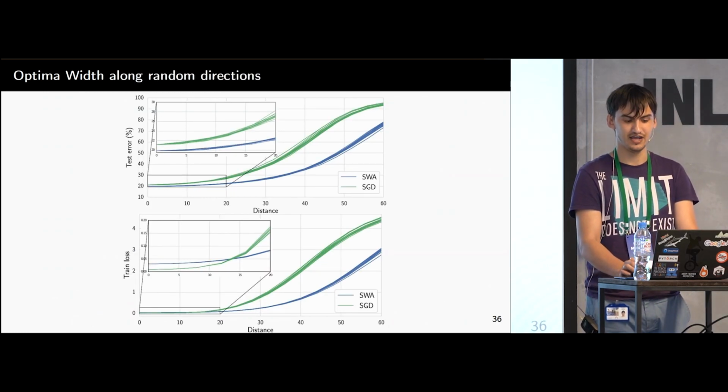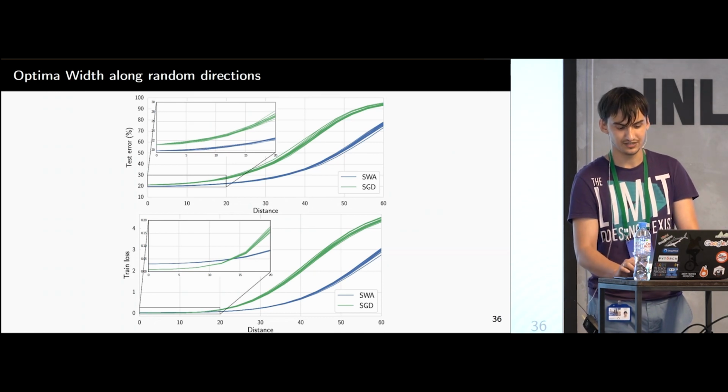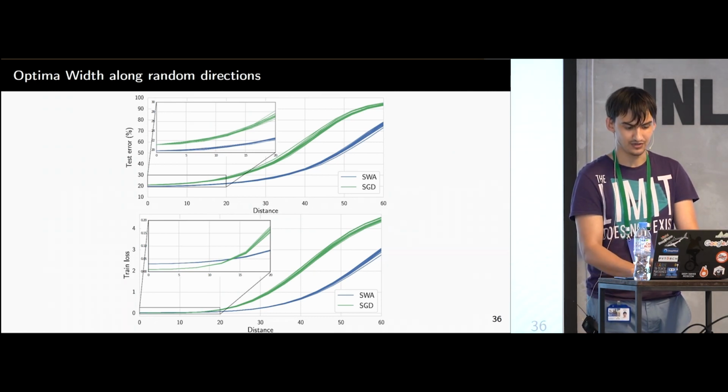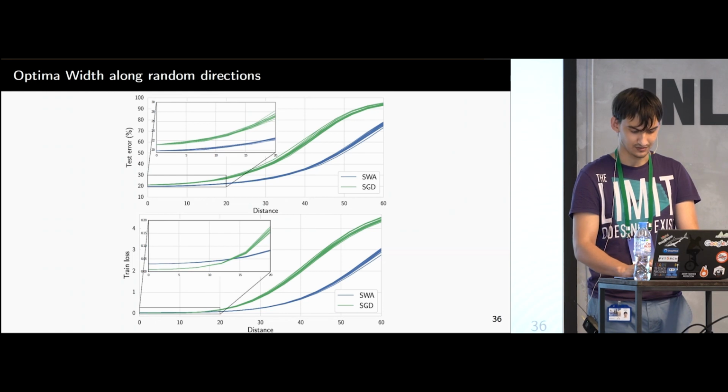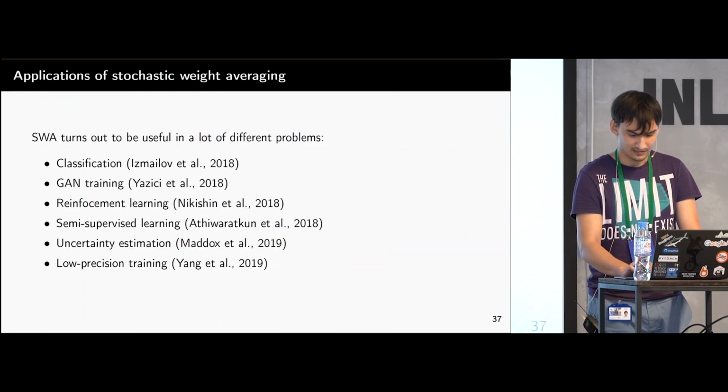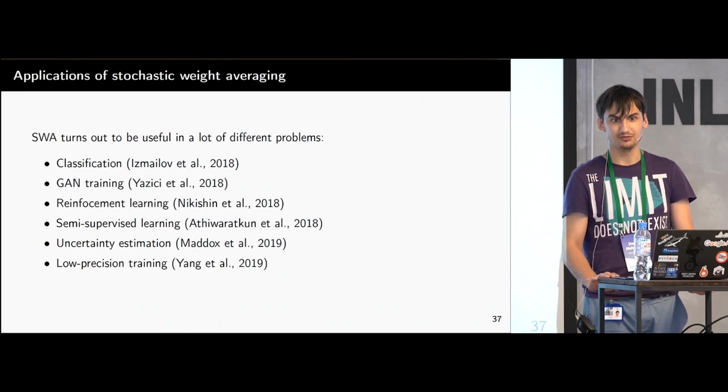And you can take the SGD point and the SWA point and draw lines in random directions and see how the loss behaves there. And for SWA, you obtain a wider optimum as well, for any random line. So that's basically it about SWA.